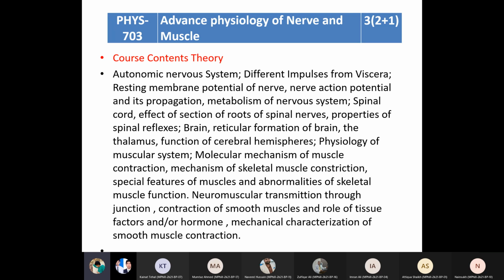reticular formation of a brain, the thalamus, function of cerebral hemisphere, physiology of muscular system, molecular mechanism of muscle contraction, mechanism of skeletal muscle contraction, special features of muscles and abnormalities of skeletal muscle function, neuromuscular transmission through junction, contraction of smooth muscles, role of tissue factors and hormones, mechanical characterization of smooth muscles.